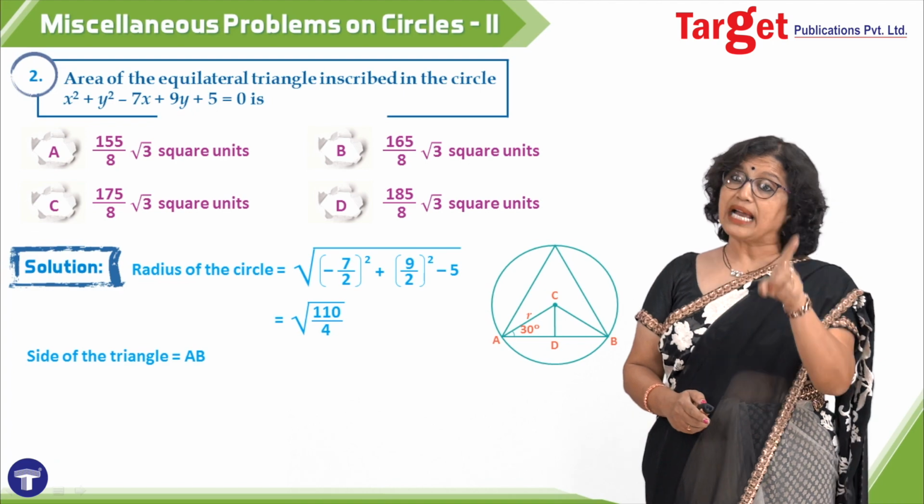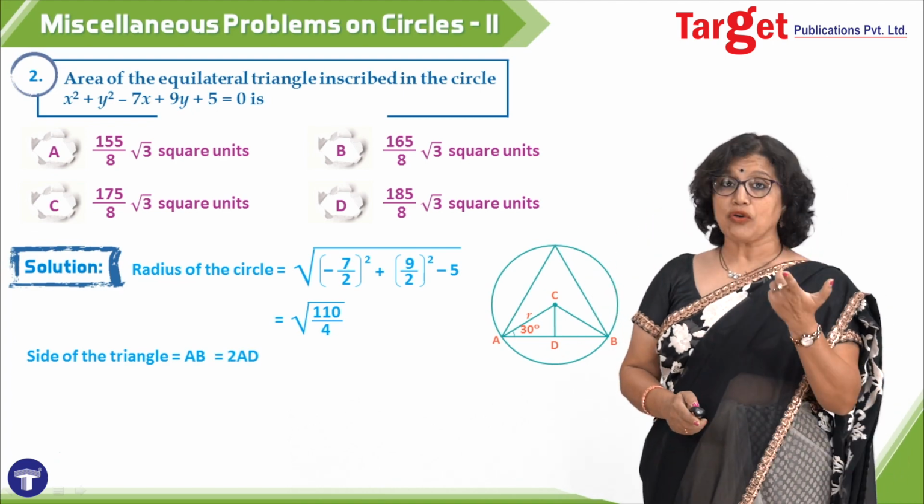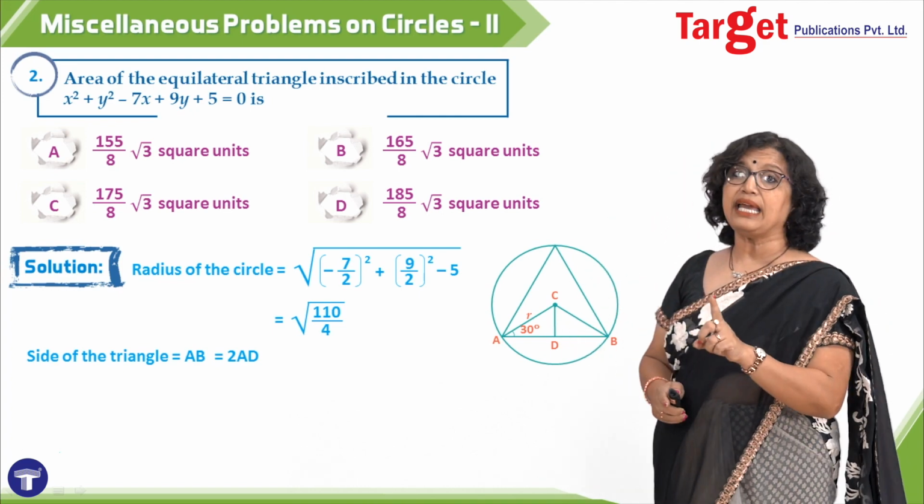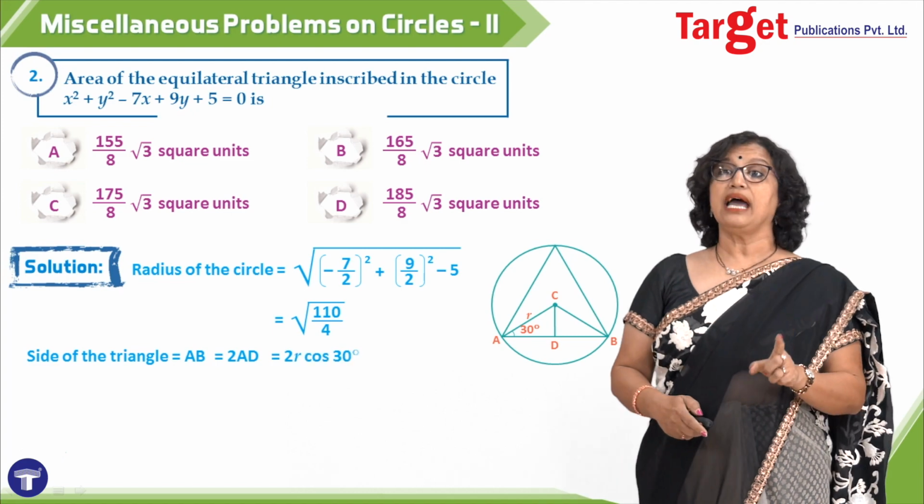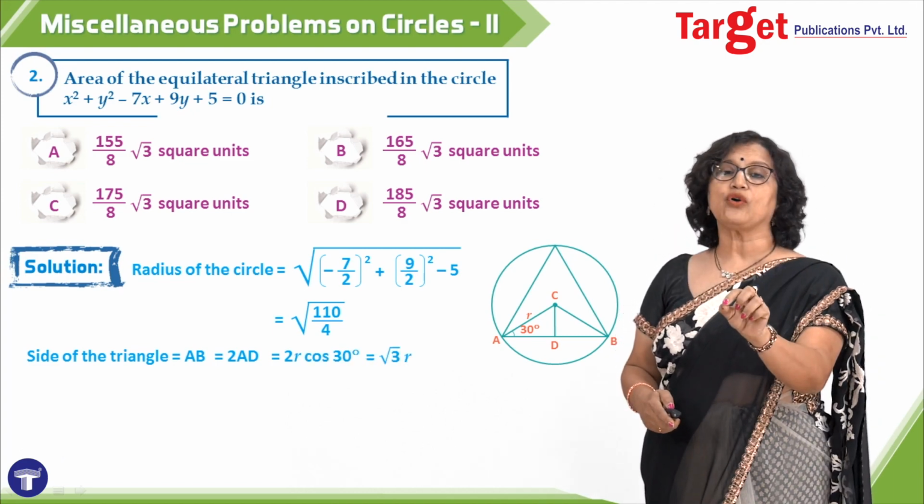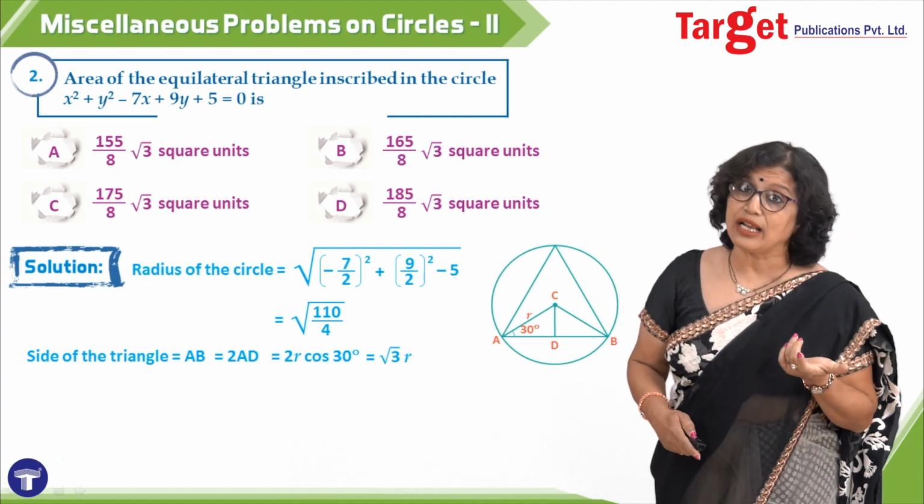Now, what is the side of the triangle? It is AB, correct? And that is nothing but twice AD. How do I write AD from the figure? Can I write AD as r cos 30 degrees? Yes. Substitute r cos 30 degrees and the right value of cos 30 degrees, simplify it, and you get root 3 r. Now this is your side of the triangle.